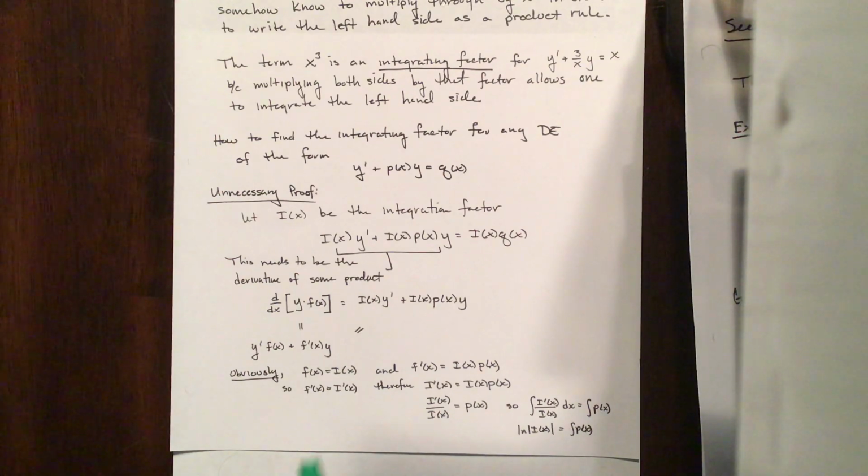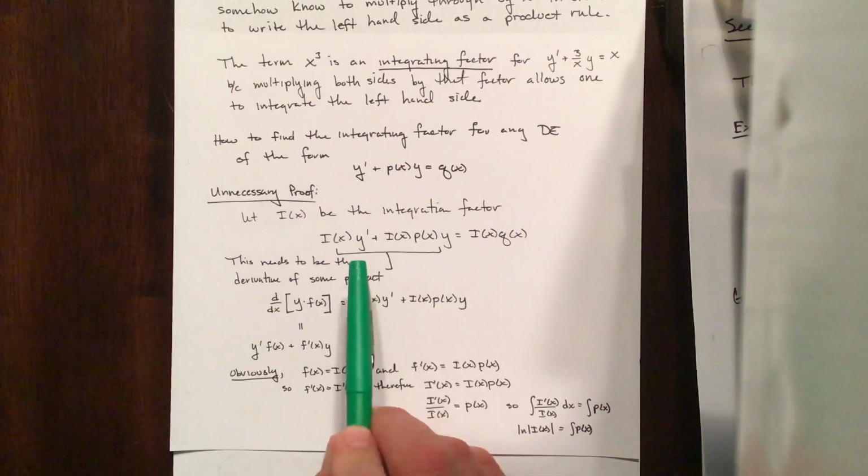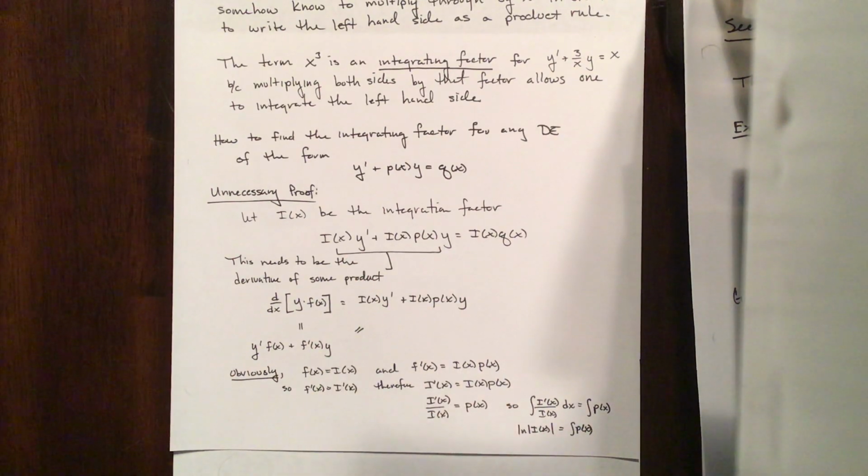Okay, well, one of those elements in the product has to be y, and the other one has to be y prime for this to be the derivative of a product. It's the other thing that we don't know what it is, so let's call it something else. Let's call it f of x.